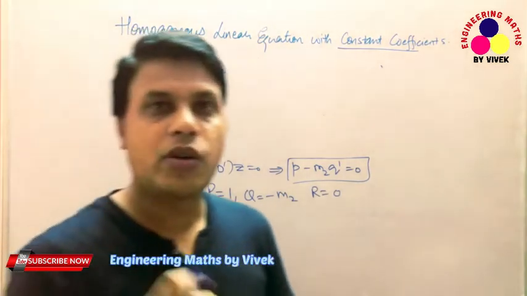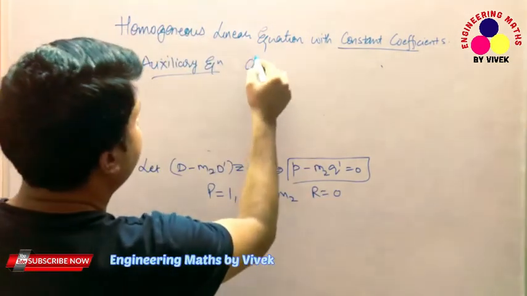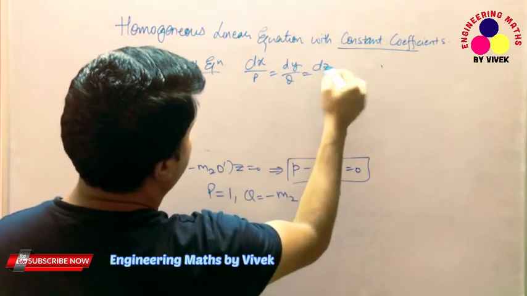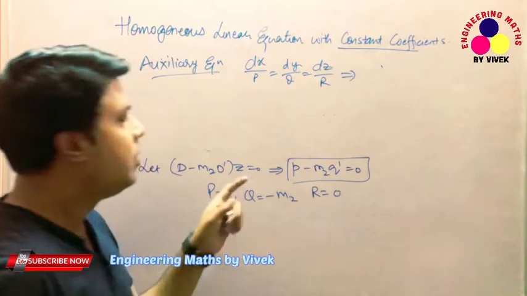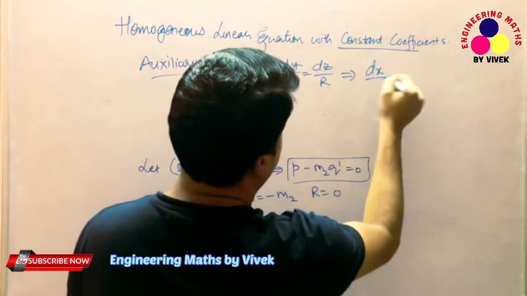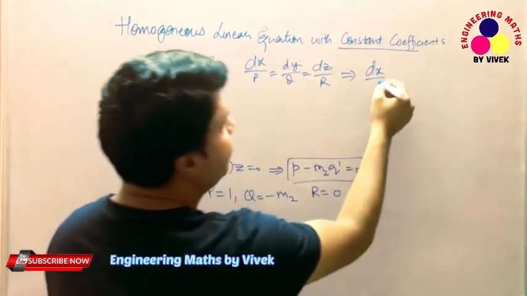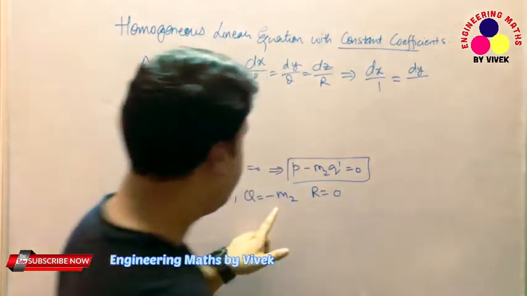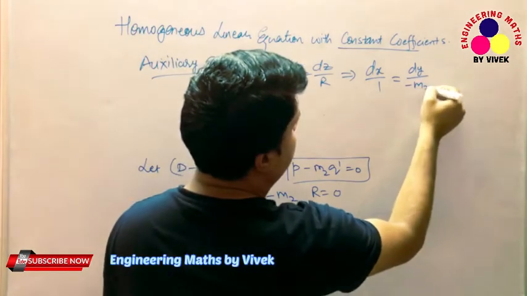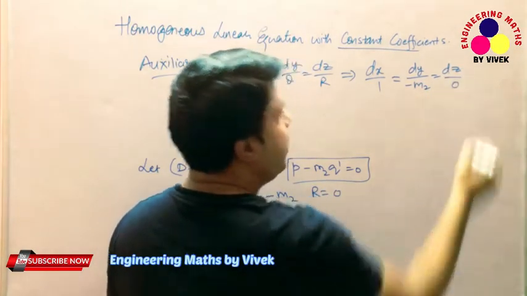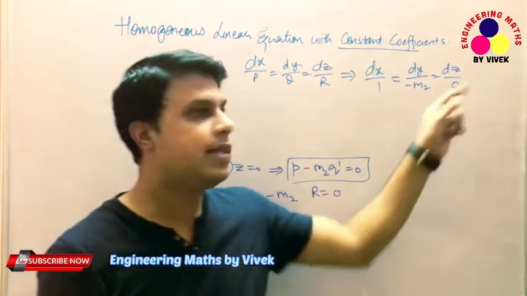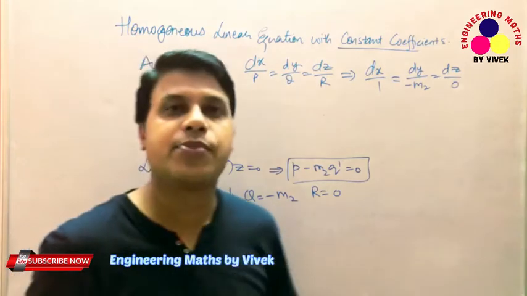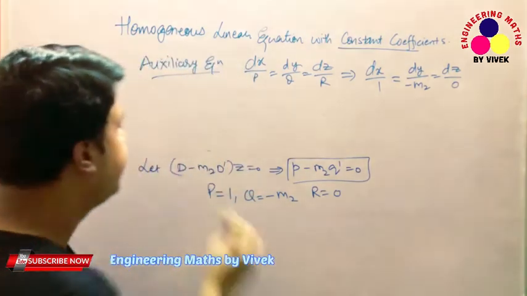If we go for the auxiliary equation, it will be dx upon P, which is 1, dy upon Q, which is minus m2, and dz upon R, which will be 0. I hope it is clear that I have replaced P, Q, R, or we can say we have substituted the values of P, Q and R.